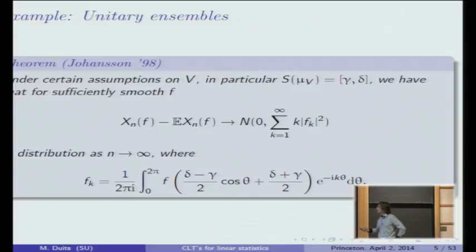Then we have a central limit theorem that says that the centered linear statistic converges to a normally distributed random variable with a variance given by a sum of this half Sobolev norm, where these coefficients are expressed in terms of f, and we see the endpoints of the interval appearing in this integral. So this is half the length of the interval, and here we have the midpoint of the interval.